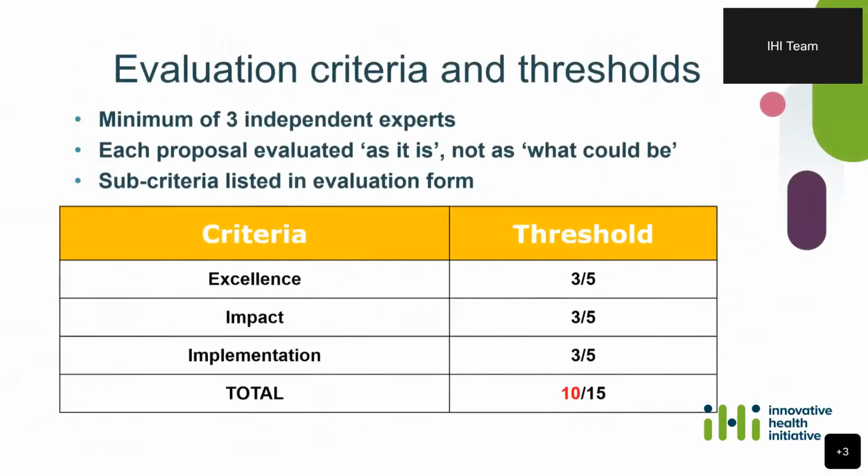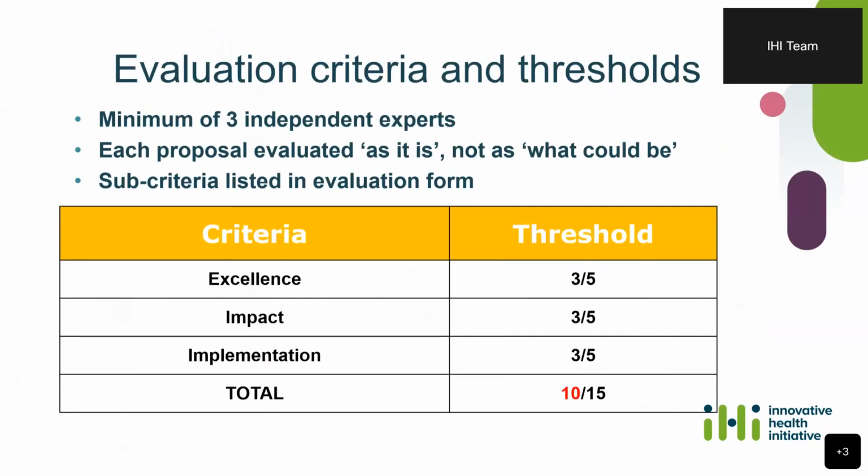So each proposal actually is assessed by a minimum of 3 independent experts. In IHI office, we aim for more experts due to the complexity of our call, the size of the budget, the technical nature of the subject, and also the cross-sectorial considerations. So 3 is quite the minimum, but we aim for more. Each proposal is evaluated as it is, so the experts are instructed not to make any assumptions, but to base their assessment on what is written in the proposal.